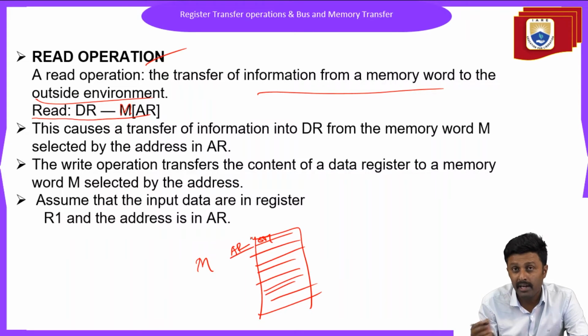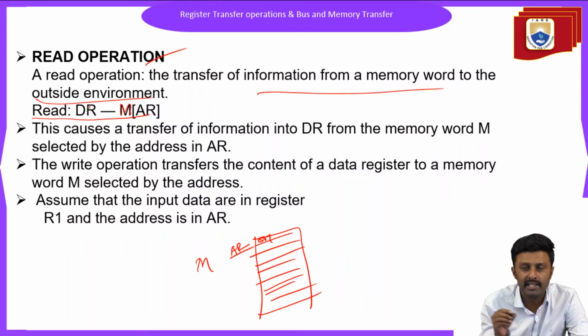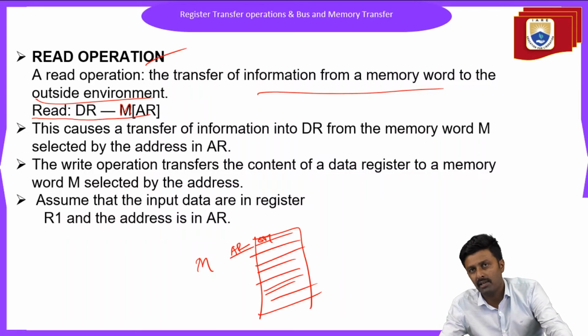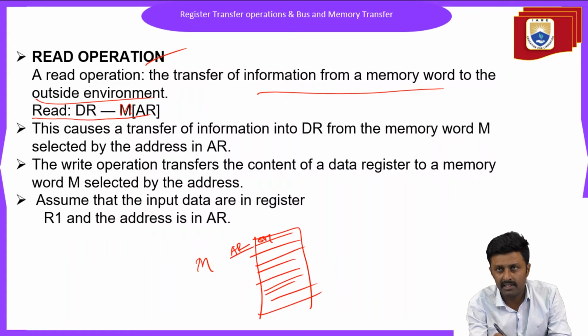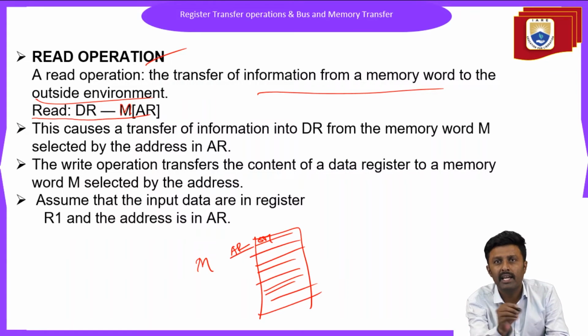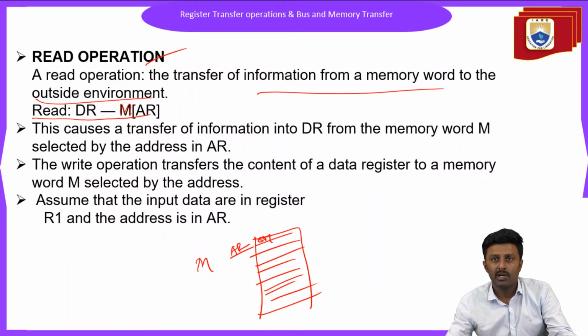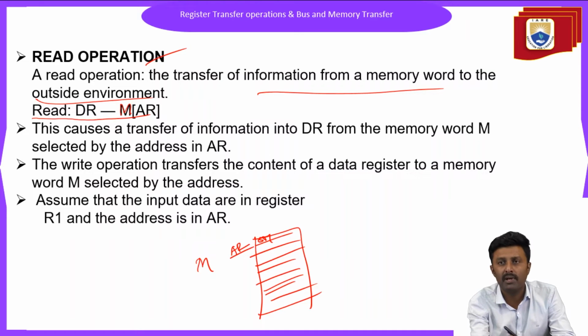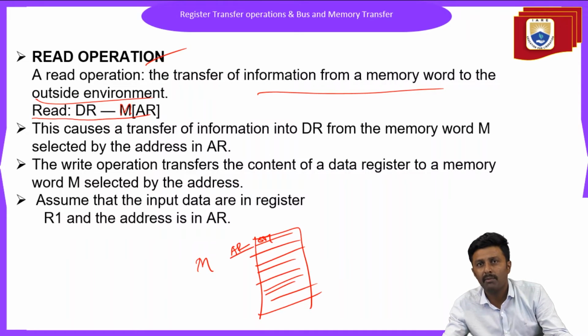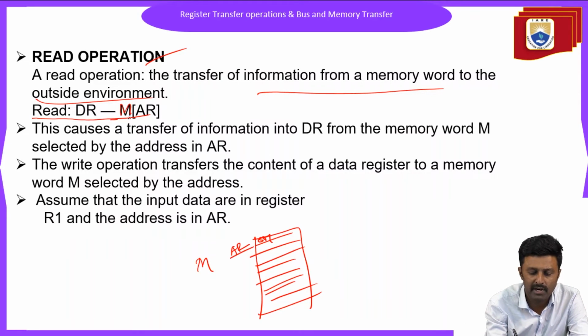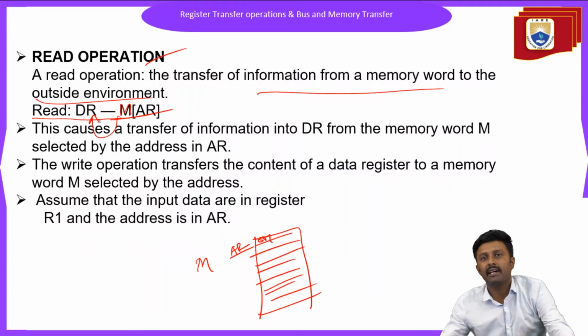When we do a read operation, the transfer of information from the memory to the data register happens. That is a very important thing to remember. During the read operation, the transfer of information from the memory word to the data register, or to the outside environment, takes place. This causes the transfer of information from the memory word M selected by the address into the DR. So when the read operation is done, the content is moved to the data register.